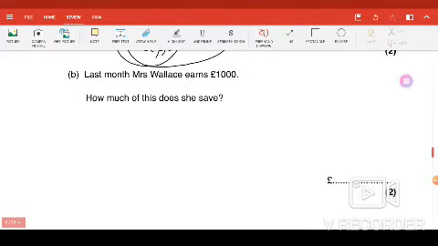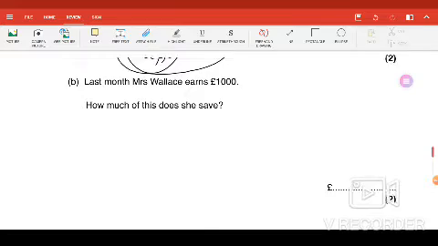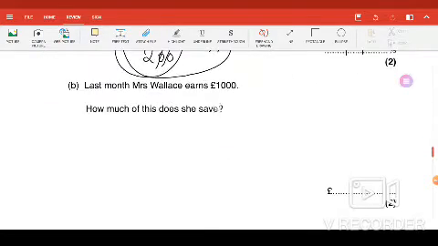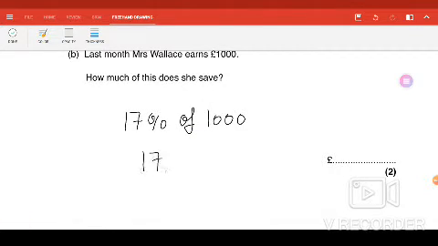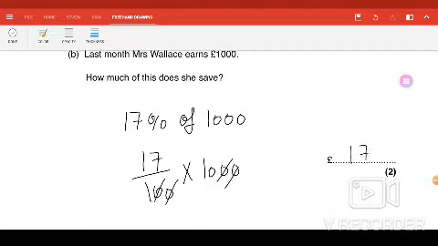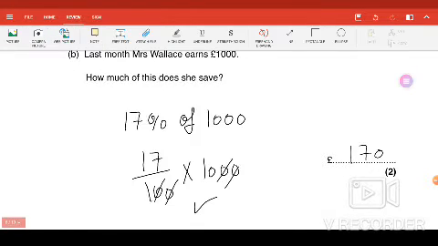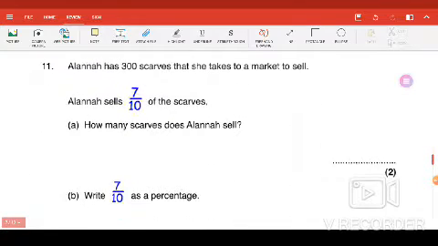Last month, Mrs. Wallace earned 1,000. How much of this does she save? Okay, she saves 17% of her total, so it's now of 1,000. So it's 17 over 100 multiplied by 1,000. It will be 170. In the exam, you can do it this way, or you can solve it by proportion. You understand the proportion way.